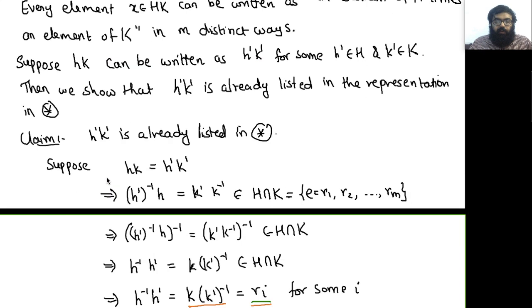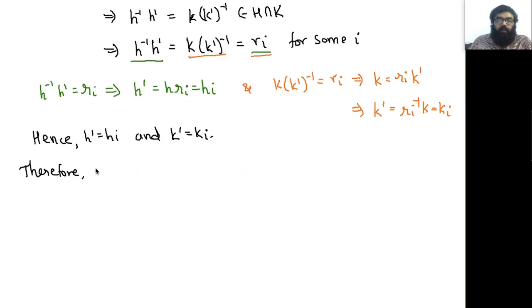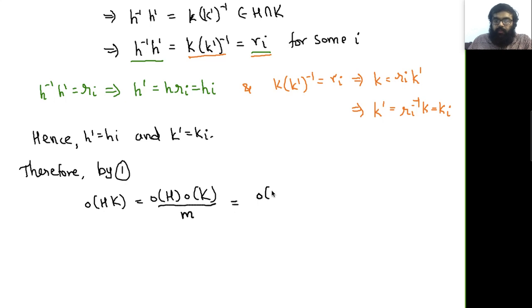So therefore we can say by this, order of HK is nothing but order of H times order of K. These were the total number of entries in the list, and we divide by M, which is nothing but order of H, order of K, and M was nothing but order of H intersection K.